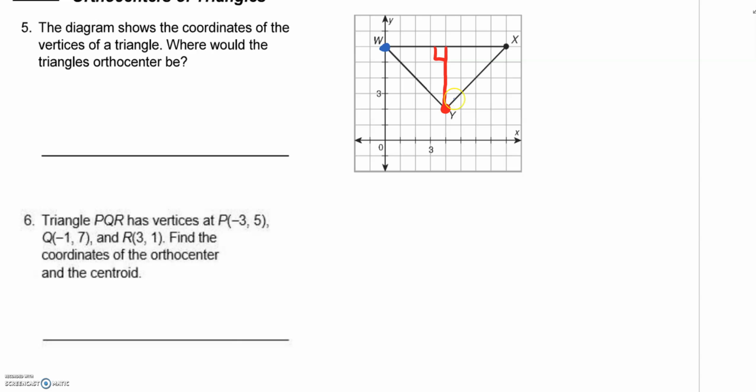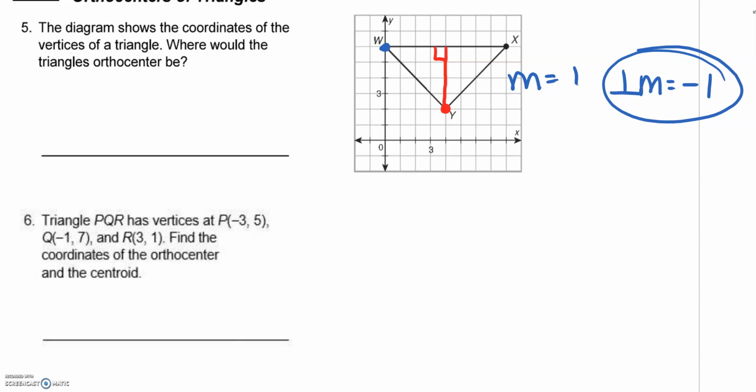Right now, the slope of XY is up 1, right 1, up 1, right 1, up 1, right 1, up 1, right 1. So if my slope is positive 1 over 1, I know my perpendicular slope is going to be negative 1 over 1, or just negative 1. So I create my equations, or actually let's draw this in first. So from W, I'll follow the slope of negative 1.